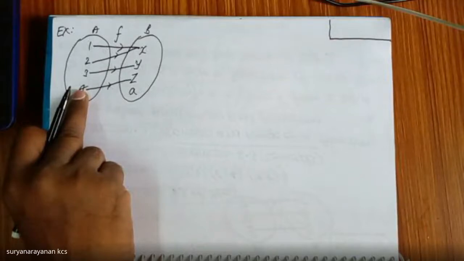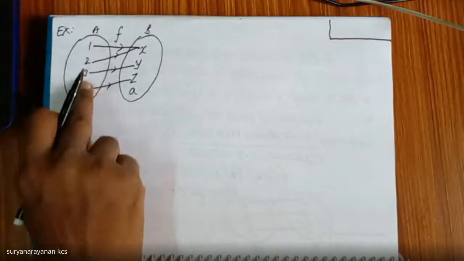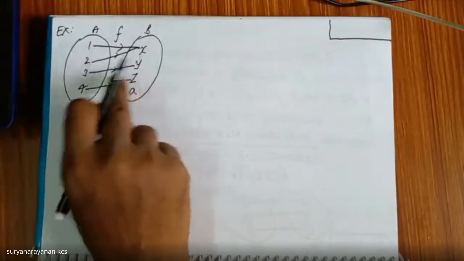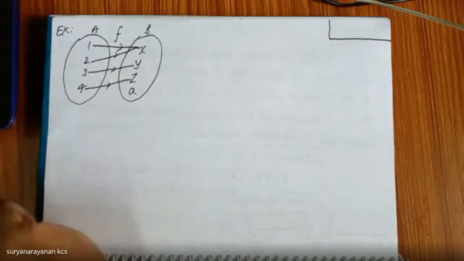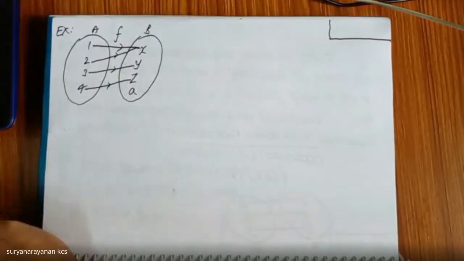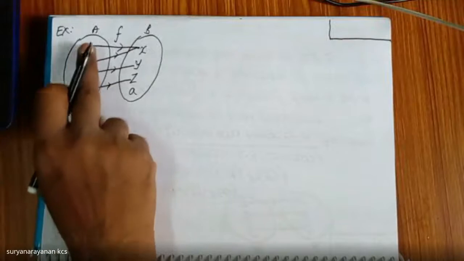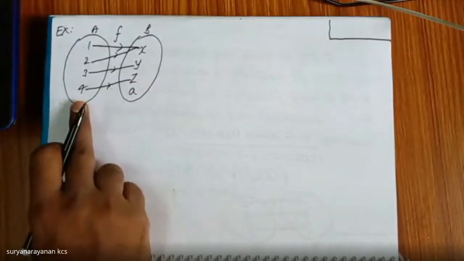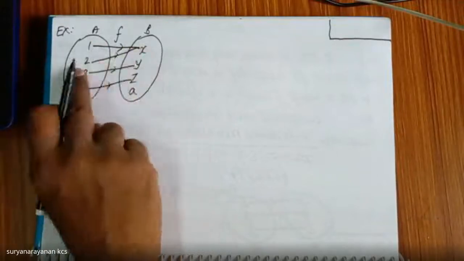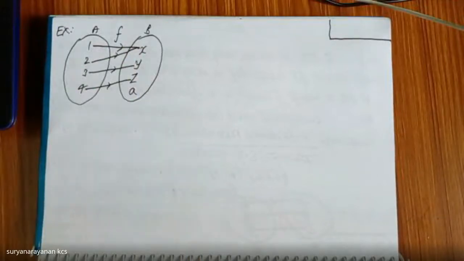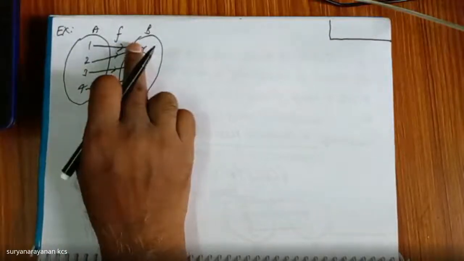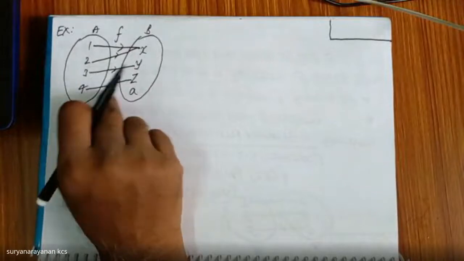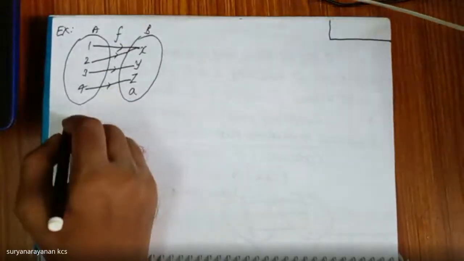These two conditions should be satisfied. First of all, every element in the domain, every element in the first set should be connected. No element should be left here without any connection. And the second condition, every element should have one and only one image. Means we should draw only one arrow from every element in the first set. So this is a function.